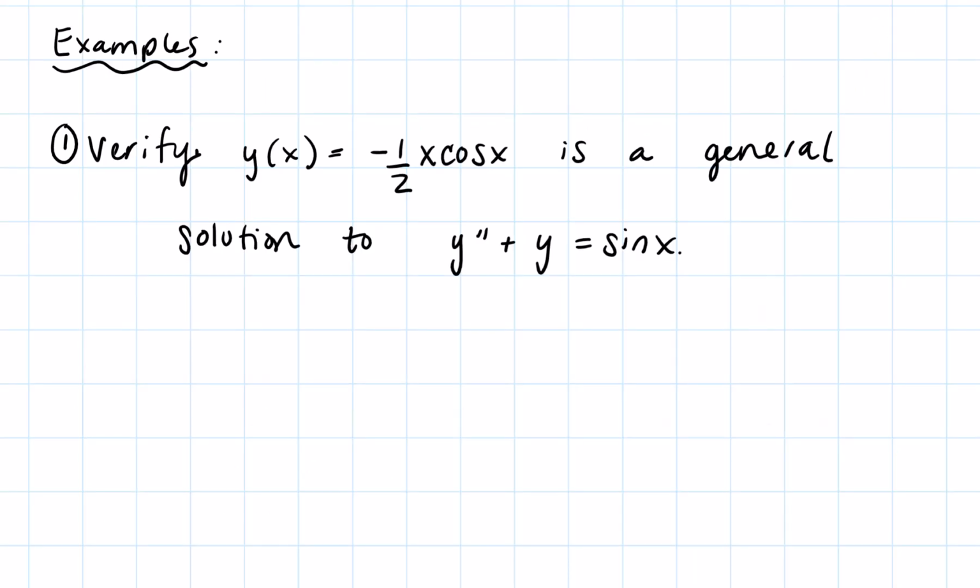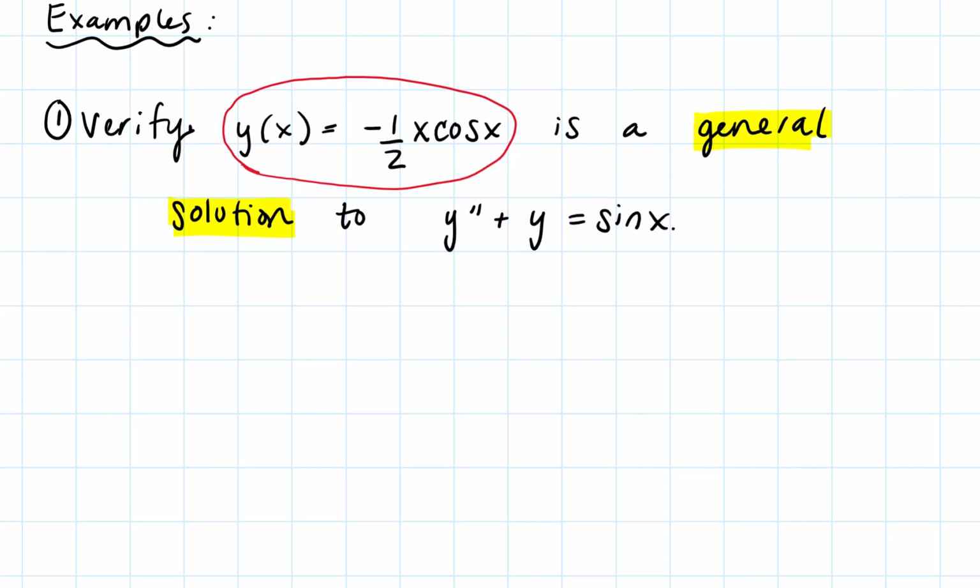So let's take a look at this first example. Let's verify that this function, y of x, we're talking about functions of x in this case, y of x equals 1/2 x cosine of x, is a general solution to the differential equation y double prime, so it's a second order differential equation, plus y equals the sine of x.